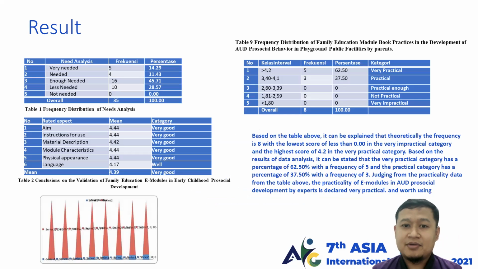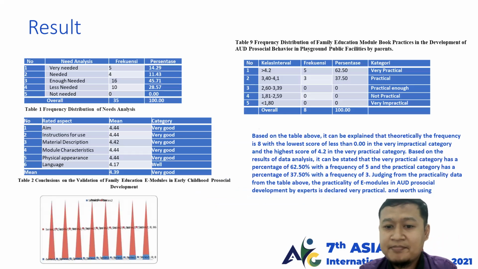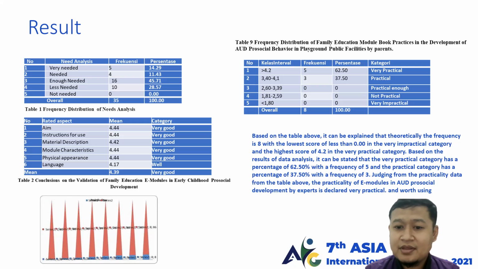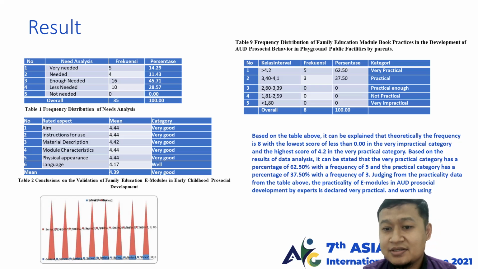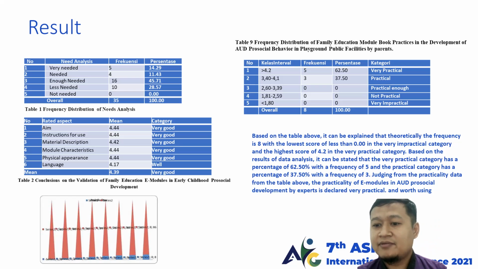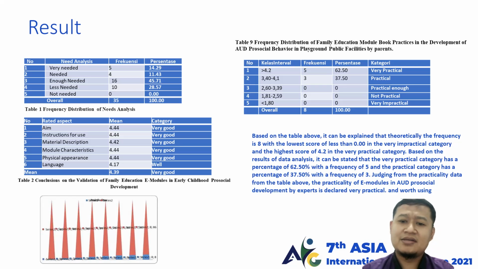And then this is the result of our research. Based on the table above, it can be explained that theoretically, the frequency is 8, with the lowest score of less than 0.0 in the very impractical category, and the highest score of 4.2 in the very practical category.